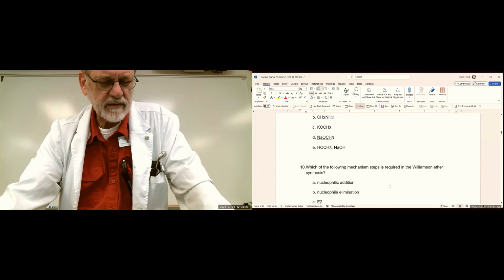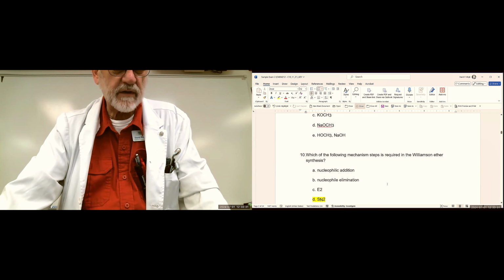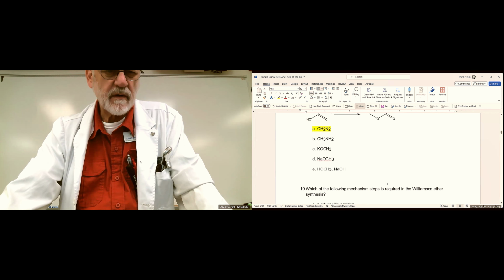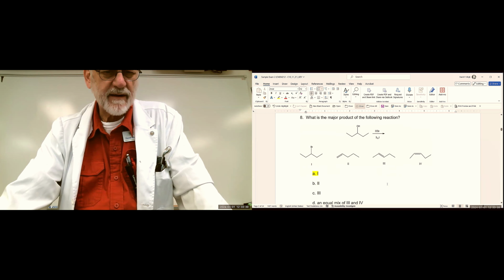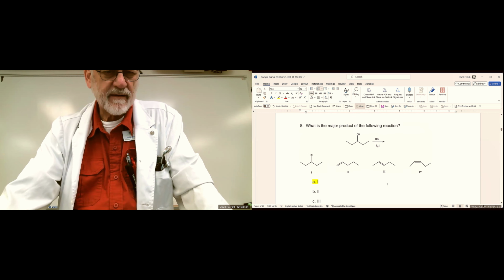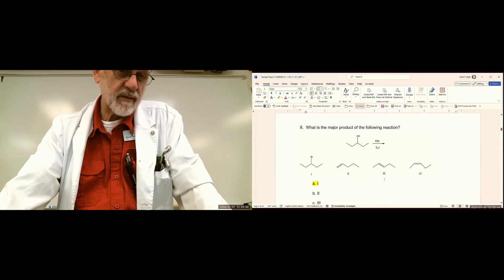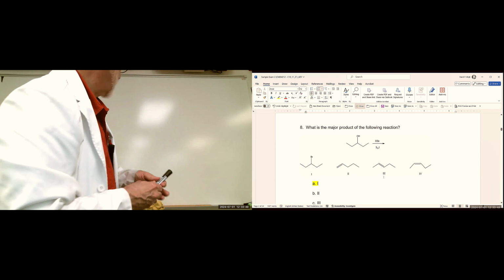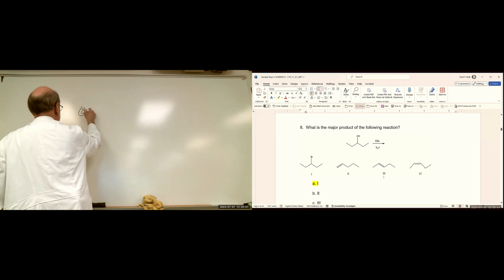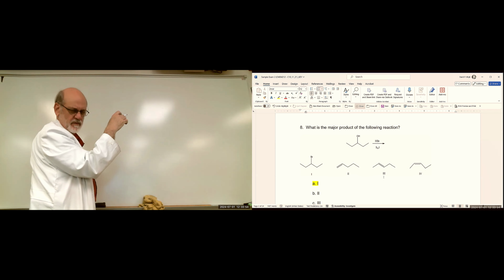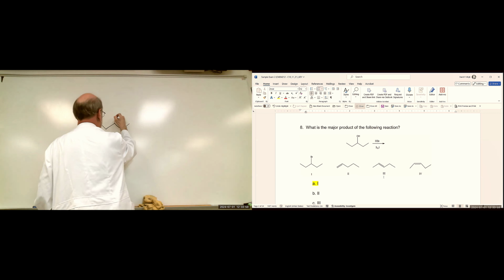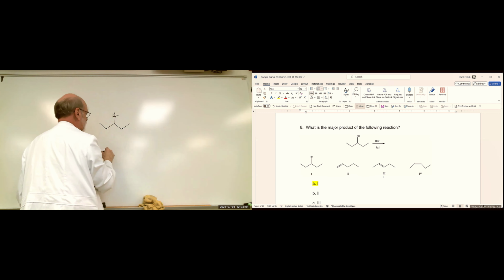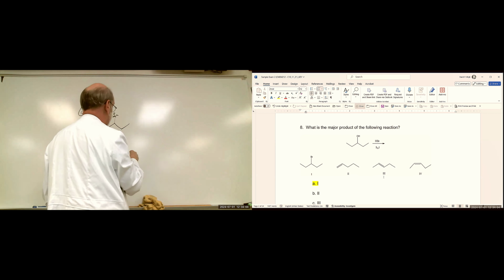Yeah, we could do that one. 10. Williamson requires an SN2. Eight's okay. I mean, if it's an SN1 reaction, you have, let's see, 1, 2, 4. If it's an SN1 reaction, then we have to have a leaving group first.